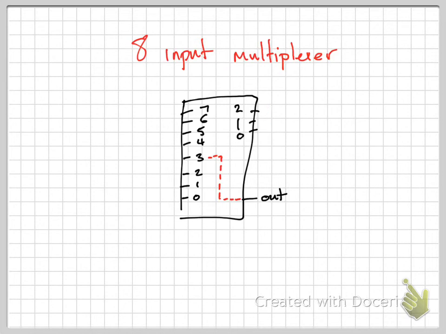Let me just do one more. Imagine that I wanted, let's say, number 6 going to the output. So how would I address that?